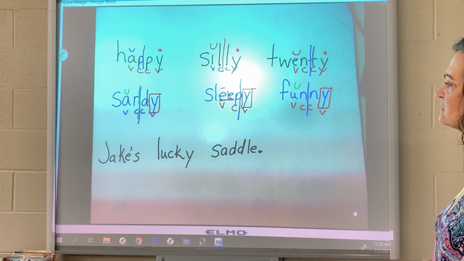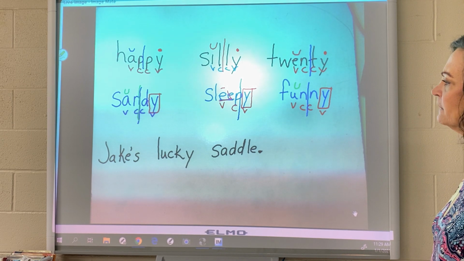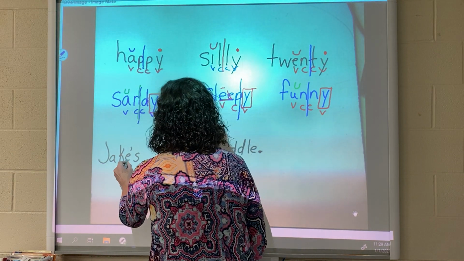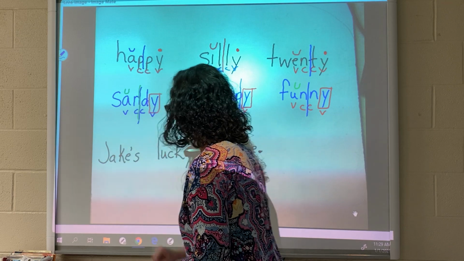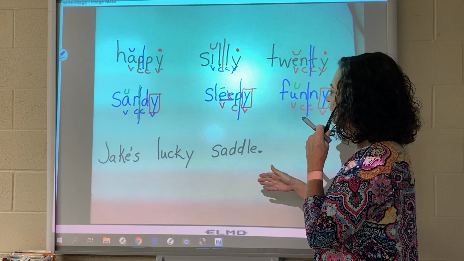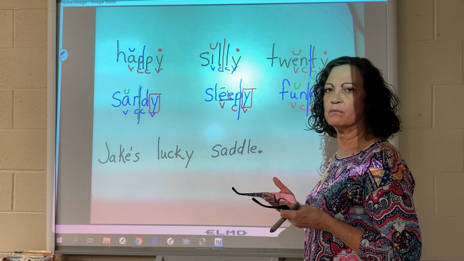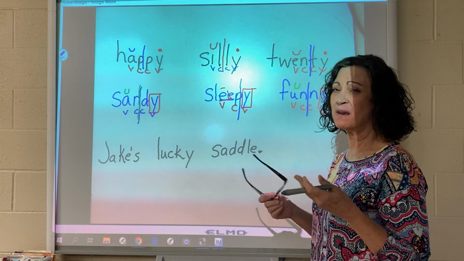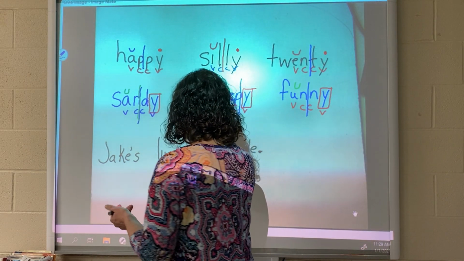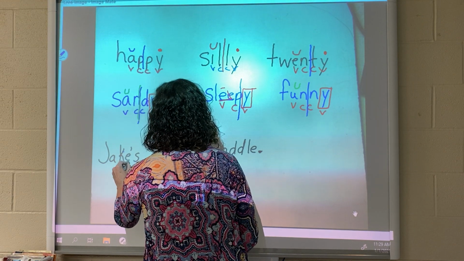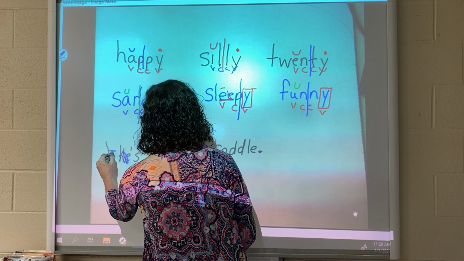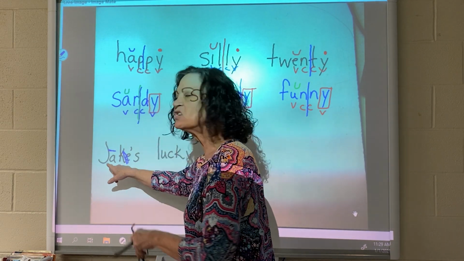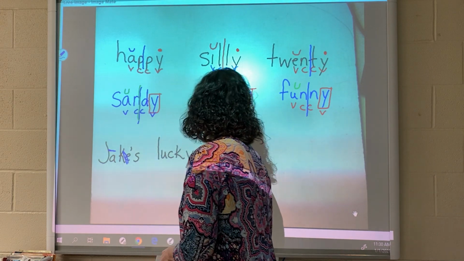Okay, so our sentence or phrase. Well, first of all, this has a capital. This has a period. What's the last thing I'm looking for? If it makes sense. It's most likely a sentence because of those two things, but it has to make sense. All right. So we got our sneaky E, which makes this A say A, and this word is Jakes. Jakes. That's a boy's name.